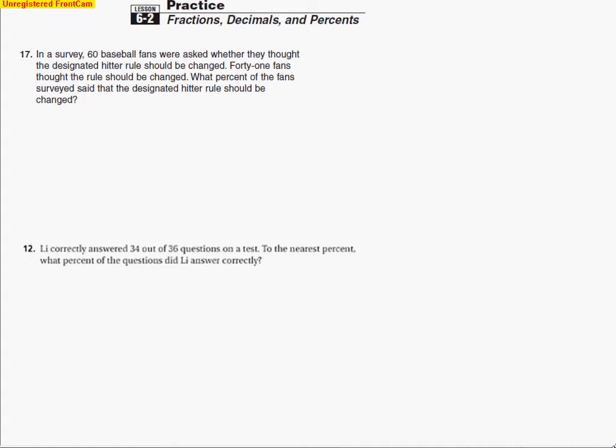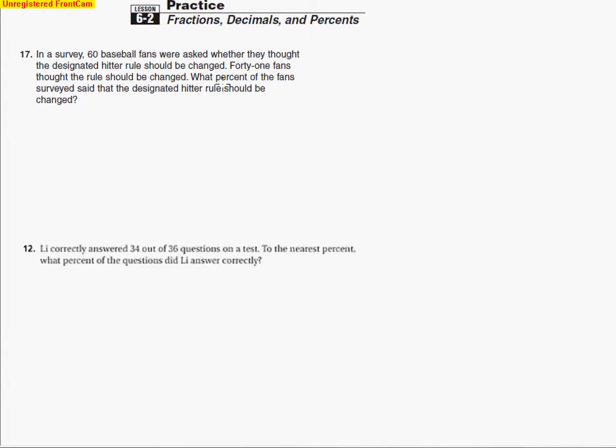In part 2, we will be applying what we learned in part 1 to solve these word problems. So let's take a look at the first one here. It's asking us, in a survey, 60 baseball fans were asked whether they thought the designated hitter rule should be changed. 41 fans thought the rule should be changed. What percent of fans surveyed said the designated hitter rule should be changed?